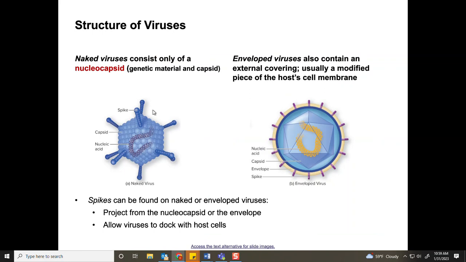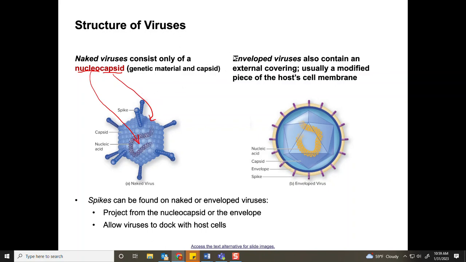So another term you should be familiar with is naked viruses and nucleocapsids. Naked viruses only consist of a nucleocapsid. If we break that down, nucleocapsid contains a capsid, and nucleo is referring to the genetic material inside, because genetic material, whether it's DNA or RNA, are called nucleic acids. So this is the genetic material and the capsid, which is the protein coating.